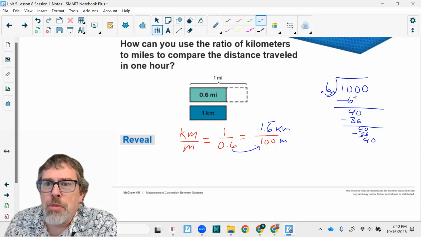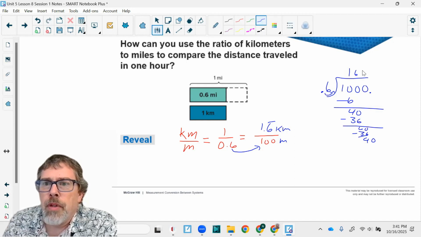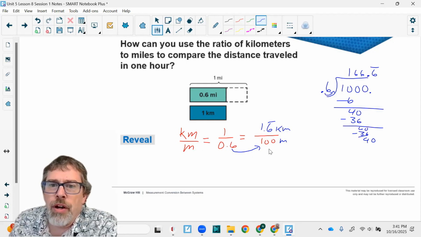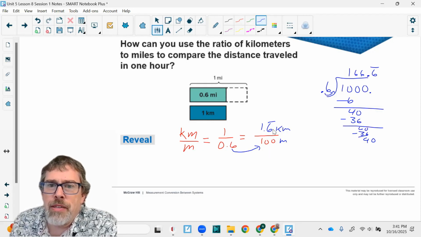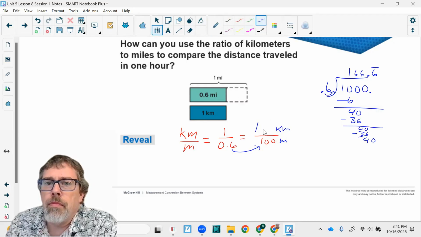Okay, so I move the decimal over 1, and it was 100, so now it's 1,000. So this should have been here. So when I multiplied by 1 and then by 6, right here, it's 166. The decimal was here, 0.6 repeating. So 100 miles is 166.6 kilometers, and that's repeating.